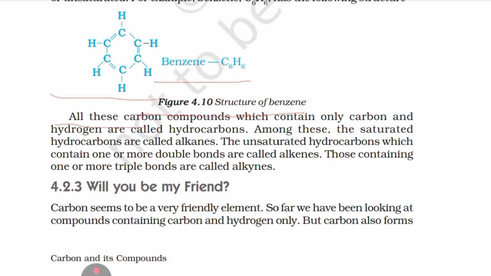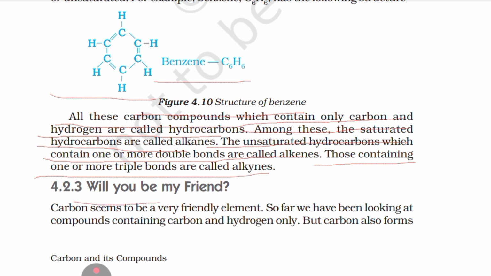All these carbon compounds which contain only carbon and hydrogen are called hydrocarbons. Among these, the saturated hydrocarbons are called alkanes. The unsaturated hydrocarbons which contain one or more double bonds are called alkenes. Those containing one or more triple bonds are called alkynes.